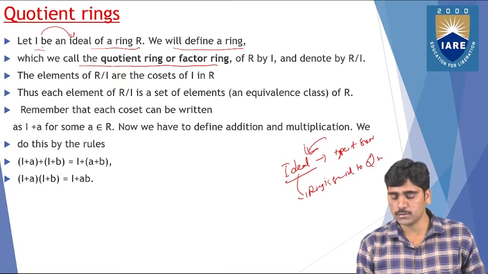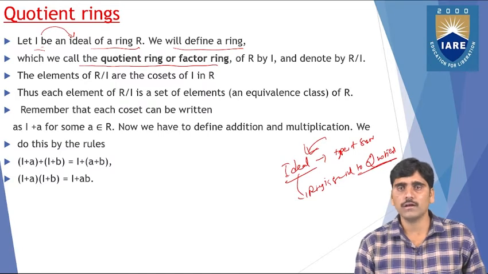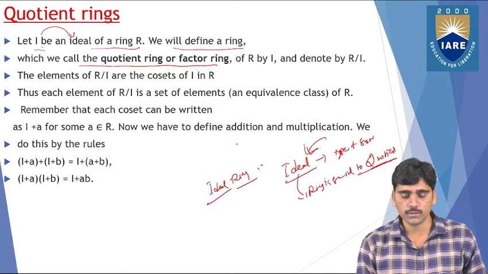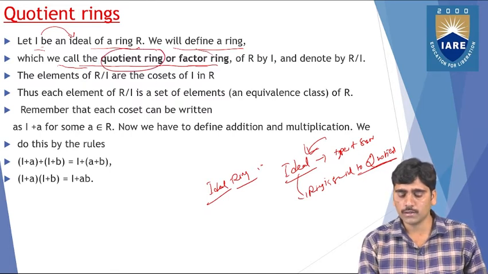Then that ring is said to be a quotient ring. That means the ring may have a subring or not, no problem, but the ring should be an ideal, and that ideal ring is nothing but a quotient ring. So you can call it a quotient ring or factor ring.